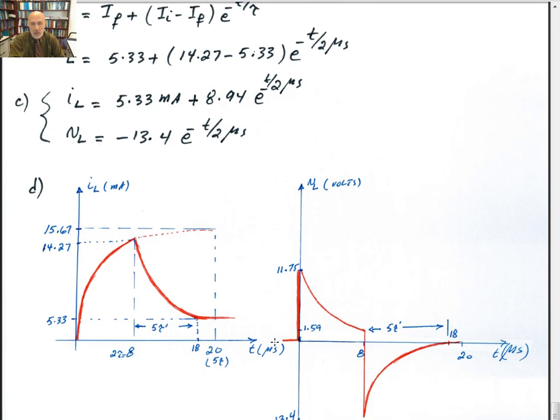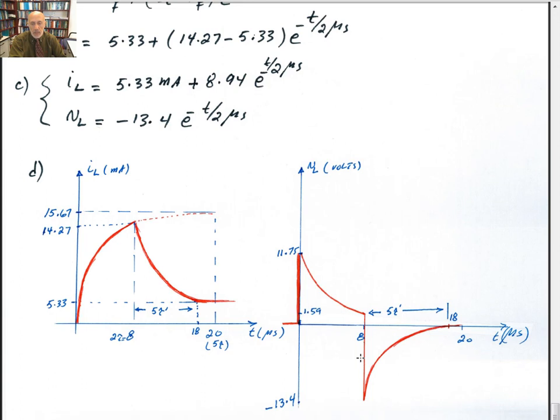Same thing with the voltage. The voltage was 0. It went up to 11.75. After 2 time constants, which was 8 microseconds, it dropped to the 1.59 that we calculated. At that point, it dropped down to minus 13.4, and then it will go back up again at 18 microseconds. We'll reach the steady state of 0. We'll stop here, and then we'll look at more problems in that chapter next time. Thank you.